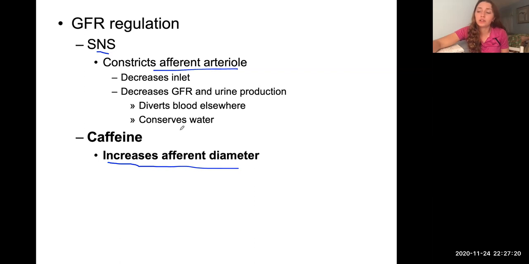Okay. It constricts the afferent arteriole, and this decreases the pressure, which decreases the GFR and urine production, and it diverts blood elsewhere, and it conserves water because you don't pee. But that doesn't make sense to me. Why would it increase? Oh no, it doesn't increase. It constricts the afferent arteriole. Okay. Yes. Yes.